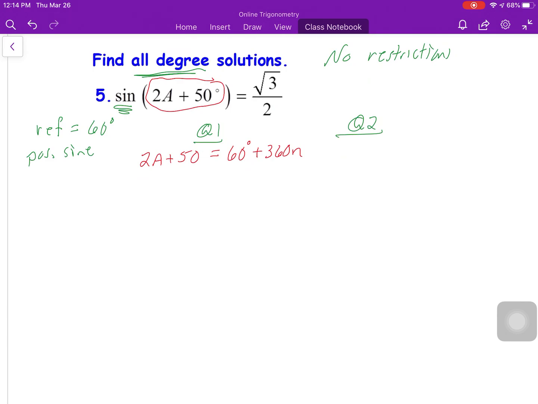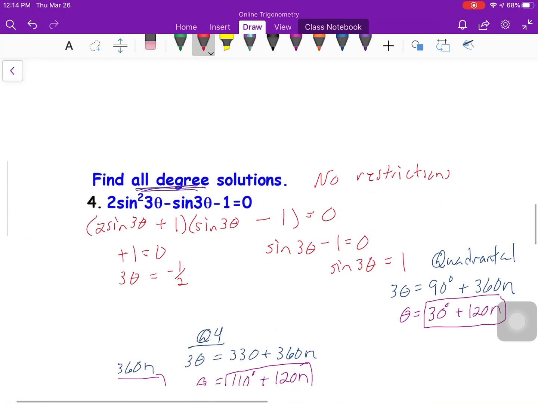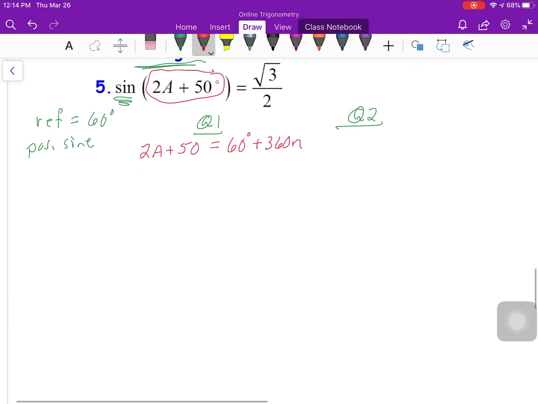In quadrant 2, the entire inside of the trig function, the 2a plus 50, would be equal to, now in quadrant 2 we would have to subtract 60 from 180, so we'd get 120 plus 360n. Now these are not our answers. In fact, we have a couple steps left to go.